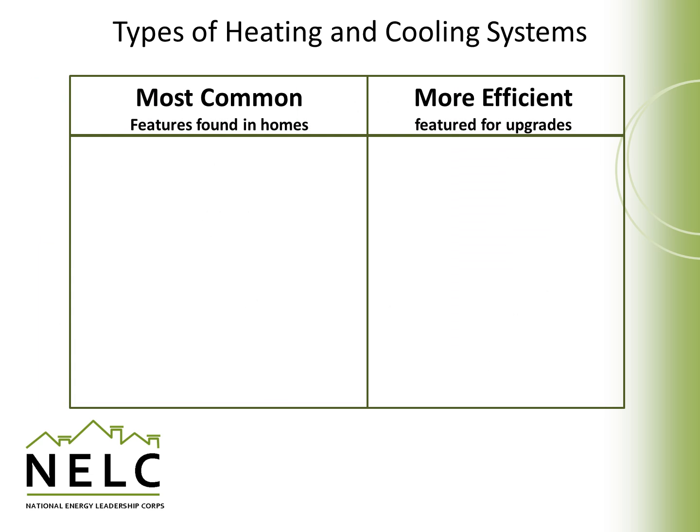Let's take a look at some of the more common systems we may encounter in homes and some of the more efficient systems that are often preferred to these due to their improved energy efficiency. Most homes used forced air systems to distribute heating and cooling. A more efficient way to distribute heat in particular are hydronic systems. We have homes that have electric or oil furnaces, and in most cases these are being replaced with natural gas furnaces, which are generally more efficient.